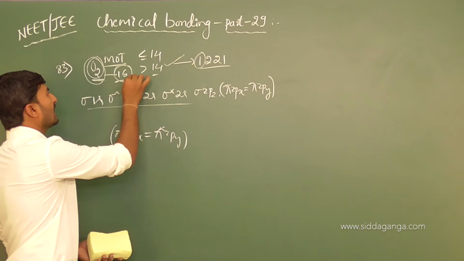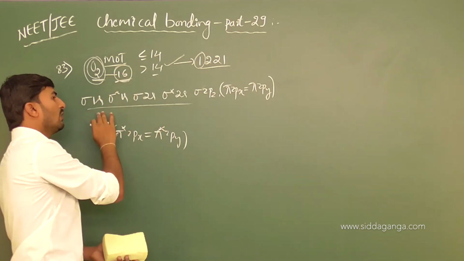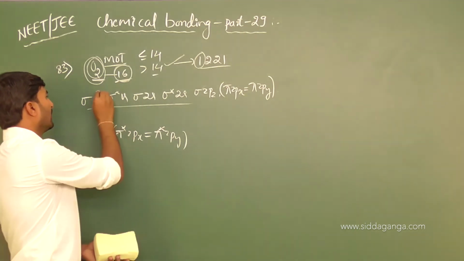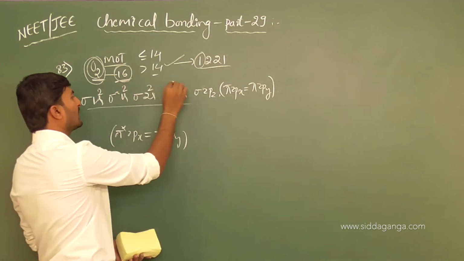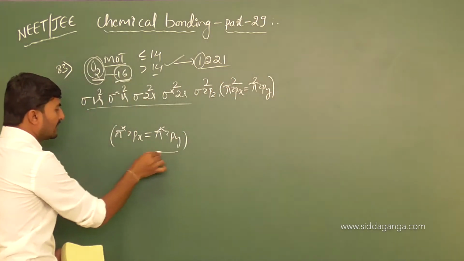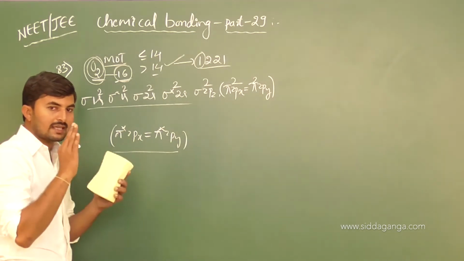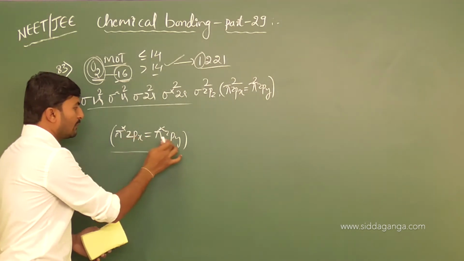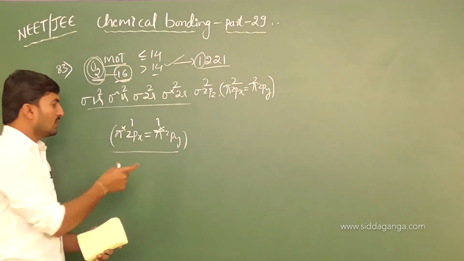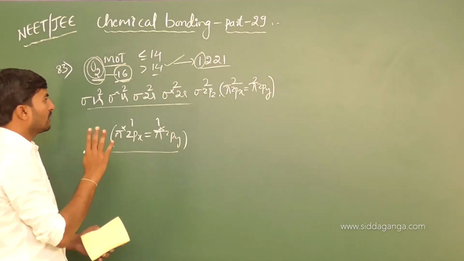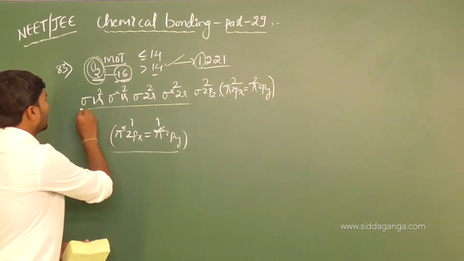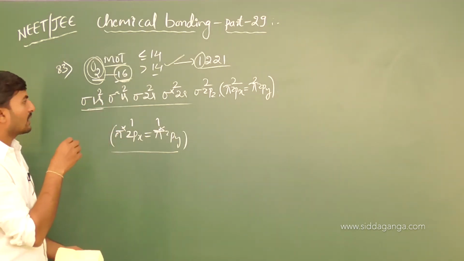fill the 16 electrons in order to find out the bonding molecular orbital electrons and the anti-bonding molecular orbital electrons. Okay, 2, 4, 6, 8, 10, 12, 14, and these two molecular orbitals, px and py, have the same energy. That is why we can give one electron to each molecular orbital, according to Hund's rule of multiplicity. Here, how many bonding molecular orbitals are there?